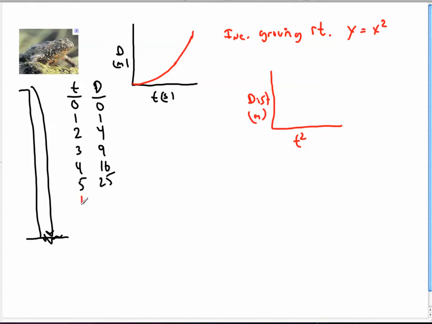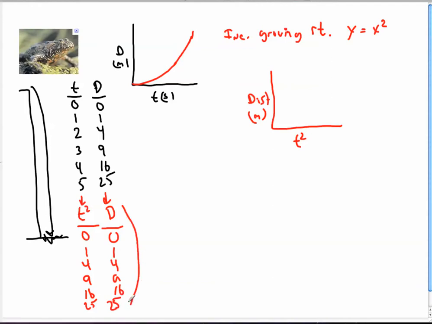All right, so let's go ahead and revise this table so that we have t squared data versus d. The first one, 0 squared is still 0. 1 squared is 1, which gives us a distance of 1. 2 squared is 4, and at that data point he had fallen 4 meters. The next data point, 3 seconds, 3 squared is 9, he'd fallen 9 meters. 4 squared is 16, and he'd fallen 16 meters. And then 5 squared is 25, and in those 5 seconds, he'd gone 25 meters.